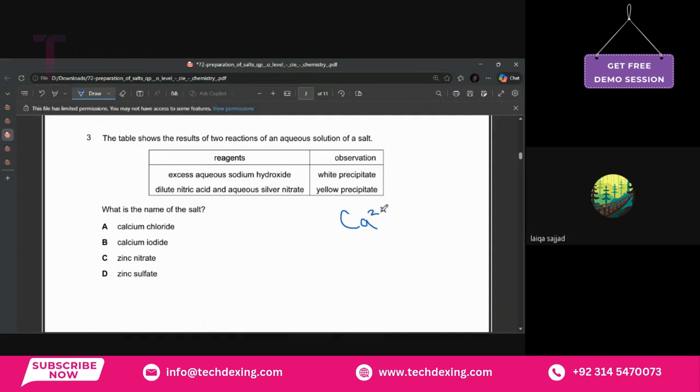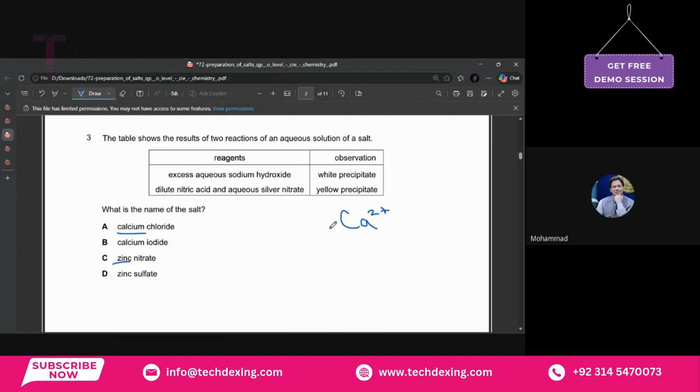So the cation must be calcium, Ca2+. And what about the anions? If we want to identify the anions, we are given the options. As far as the cations were concerned, we had only two possibilities, calcium and zinc. How can we now identify the anions, the negative ions? We are given the second result, that dilute nitric acid and aqueous silver nitrate gives us a yellow precipitate.